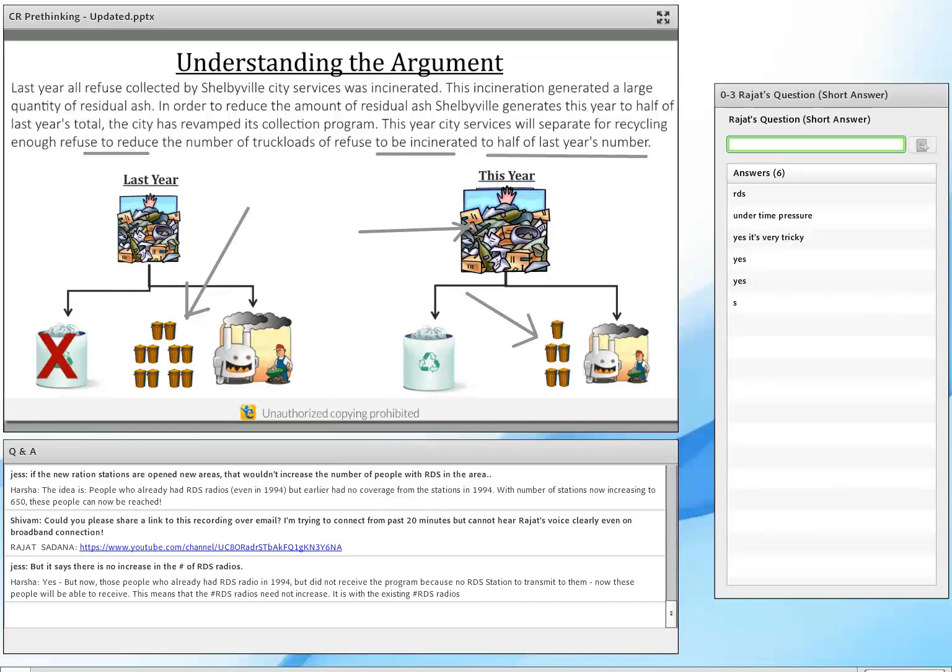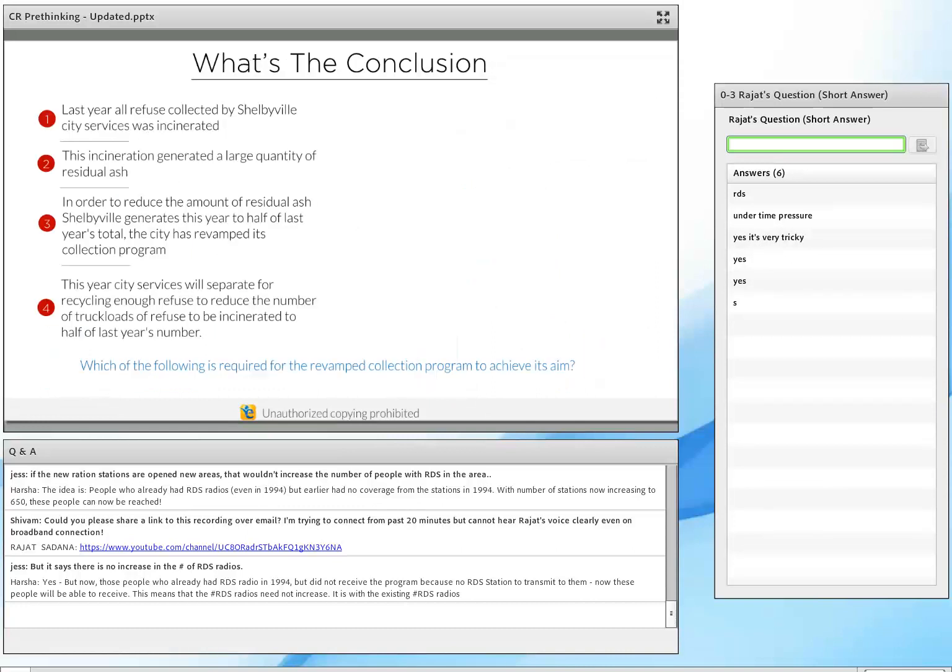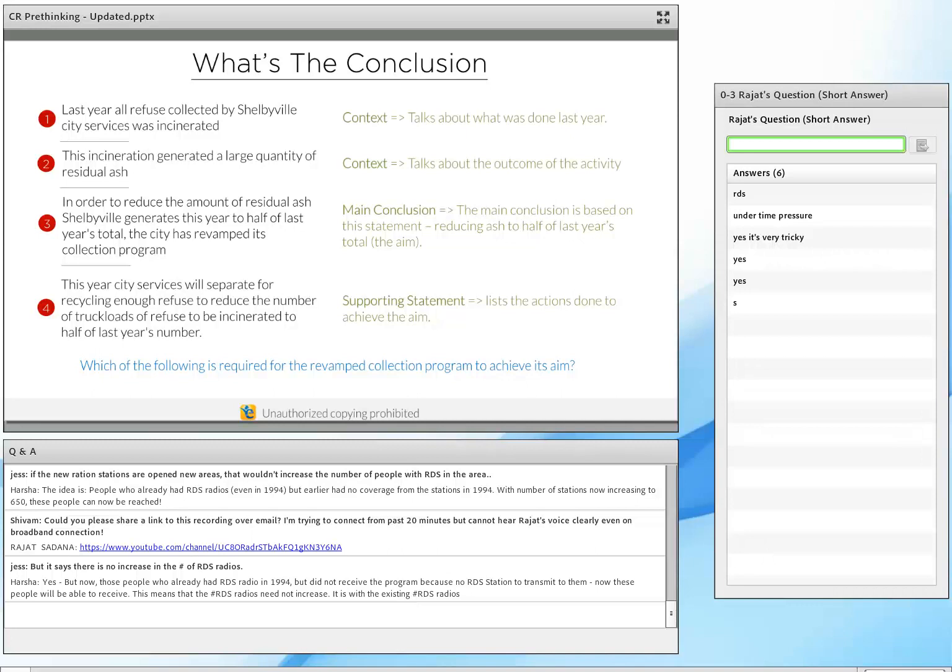Okay, now let's look at this question over here. What's the main conclusion? It's based on the statement that I've got to reduce the ash to half of last year's number. What's the supporting statement? The number of truckloads being incinerated will be half of last year's number. That's a supporting statement. This is the context and the outcome of this activity.